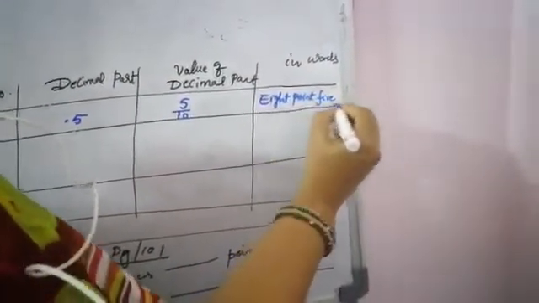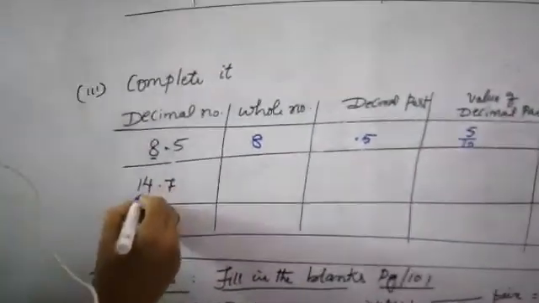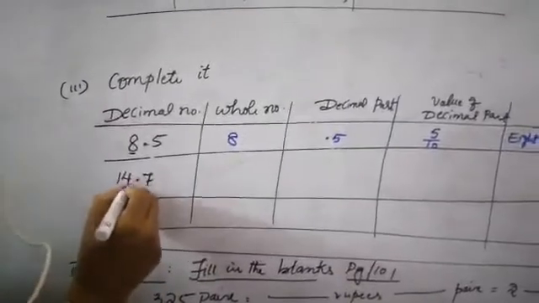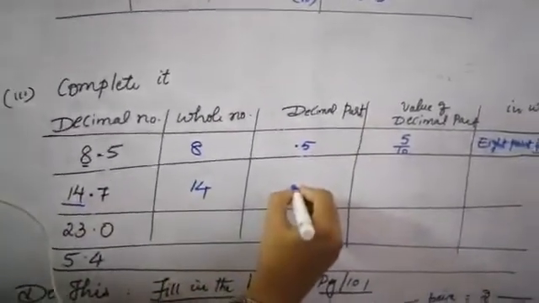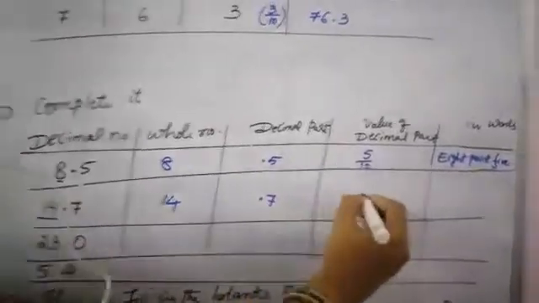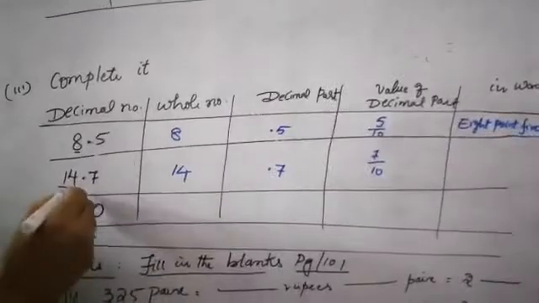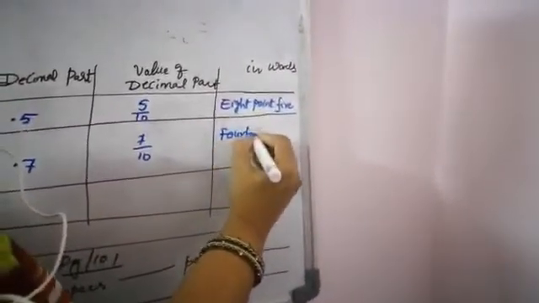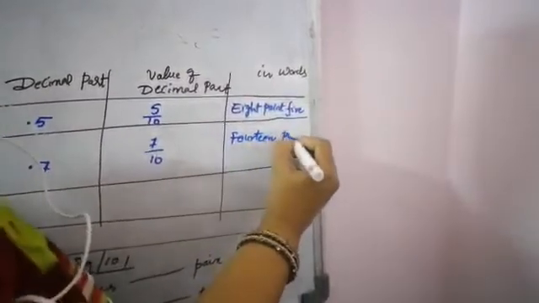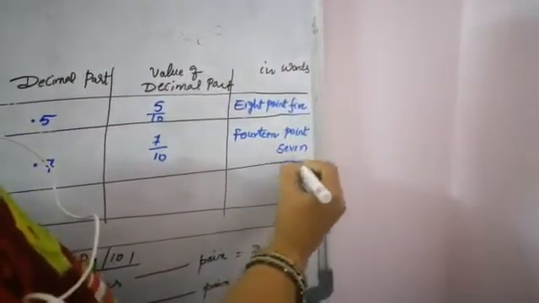8.5. Is it okay? Here 14.7. In 14.7, what is the whole number part? Before the point, the whole number is 14. Decimal part 0.7 and value 7 by 10. How to write, children? 14.7. 0.7. Next.